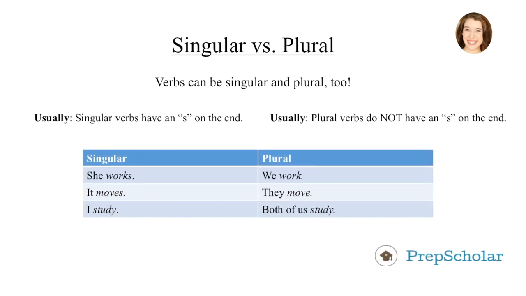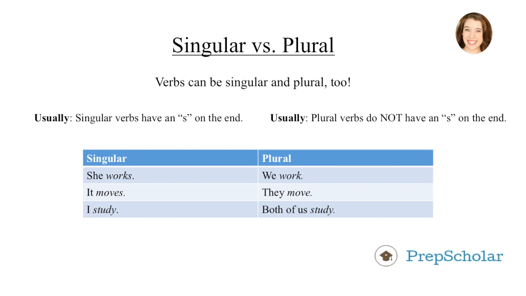Singular verbs. She works, it moves, I study. Plural verbs. We work, they move, both of us study. Now, look at all of those plural verbs. None of them have an S on the end. Those all follow our rule. The singular verbs, 2 out of 3 have an S on the end, so the rule usually works.